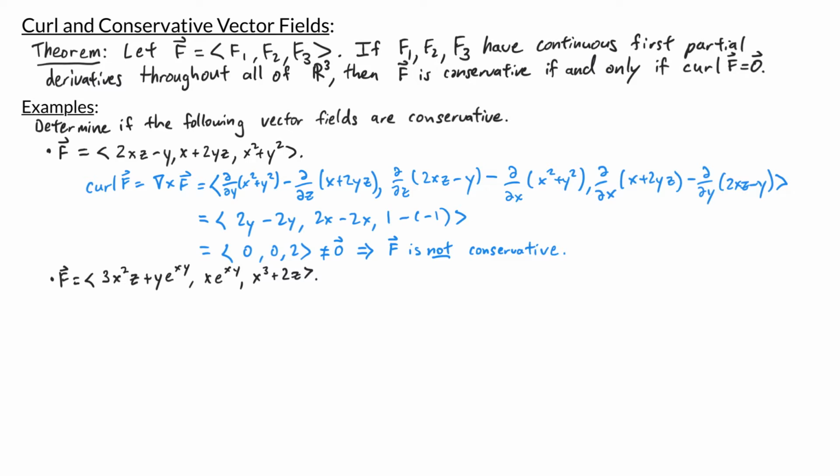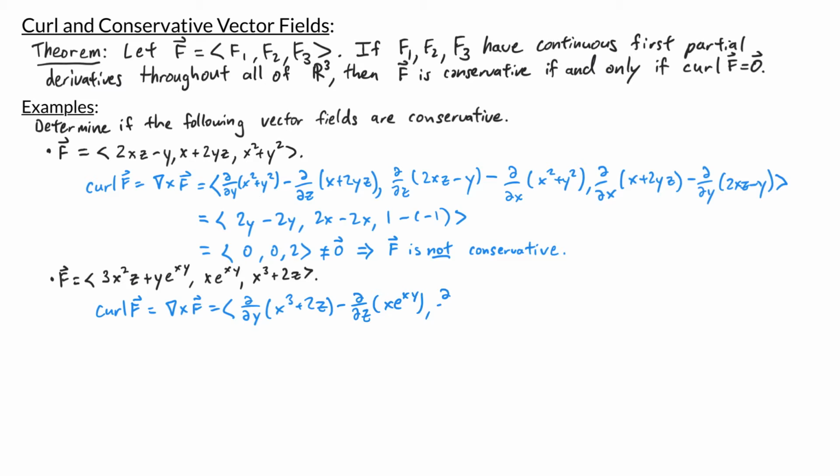This time our vector field F has components 3x squared z plus y e to the xy, x e to the xy, and x cubed plus 2z. Again, looking at the components, I can tell that each component has first partial derivatives that are continuous. So to check if F is conservative, I need to calculate the curl. So again, curl of F is the del operator cross F. So the first component is the partial derivative of x cubed plus 2z with respect to y minus the partial derivative of x e to the xy with respect to z.